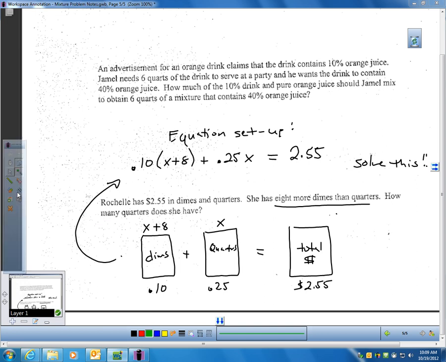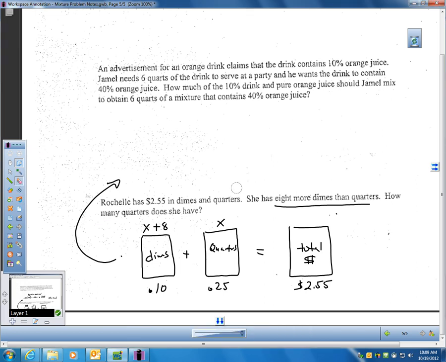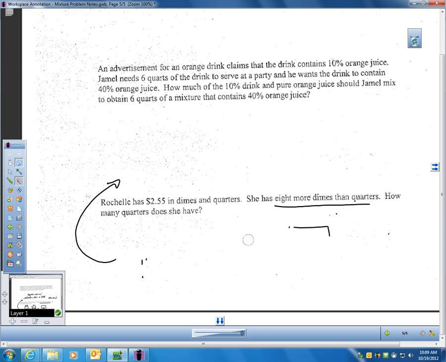Actually, I should have erased this. I'm just going to start from scratch for you, okay? I don't even like my picture there in some ways. I don't think we need a picture for this one. Okay, so let's walk through this.